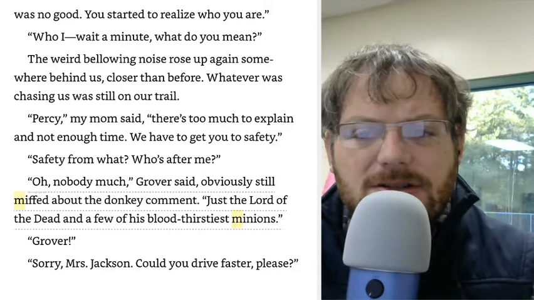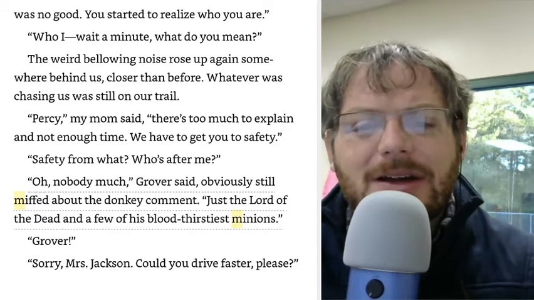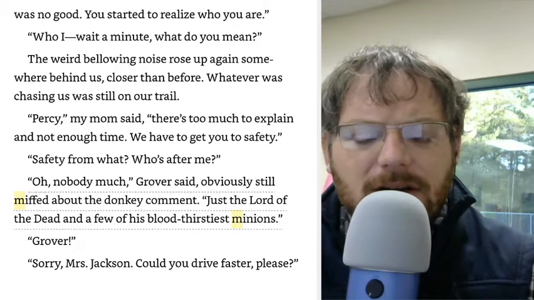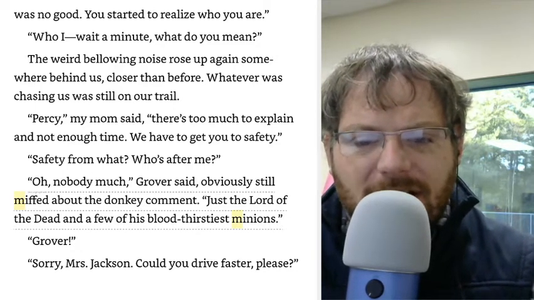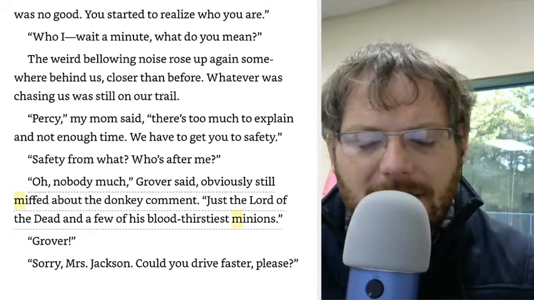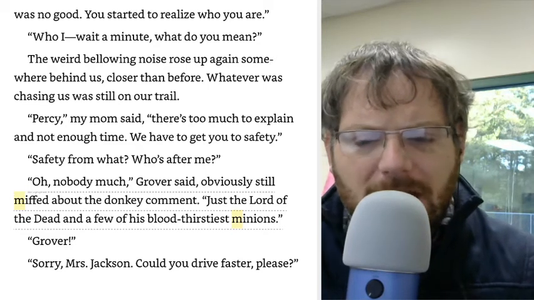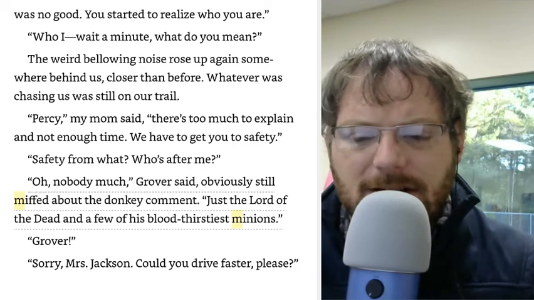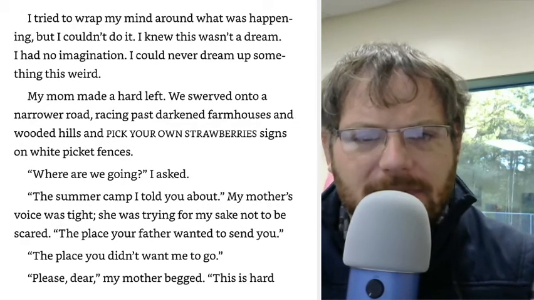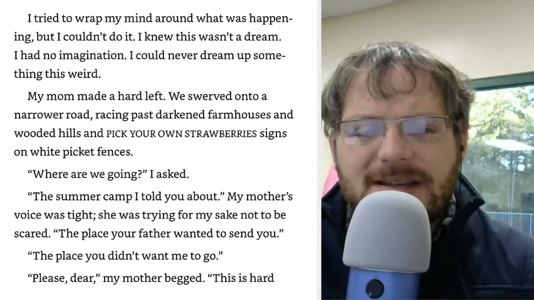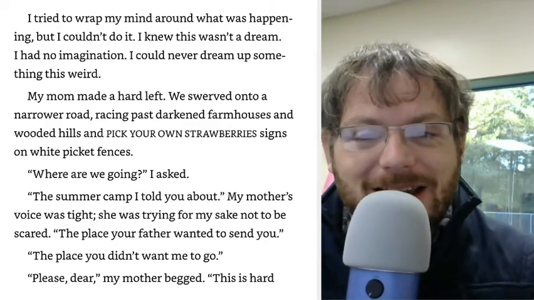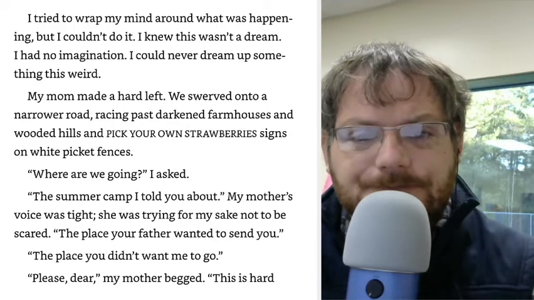Percy, my mom said, there's too much to explain and not enough time. We have to get you to safety. Safety from what? Who's after me? Oh, nobody much, Grover said, obviously still miffed about the donkey comment. Just the Lord of the Dead and a few of his bloodthirstiest minions. Grover! Sorry, Mrs. Jackson. Could you drive faster, please? I tried to wrap my mind around what was happening, but I couldn't do it. I knew this wasn't a dream. I had no imagination. I could never dream up something this weird.